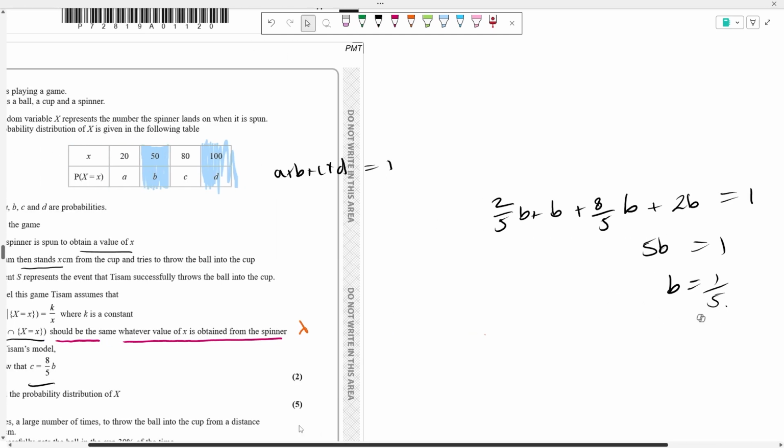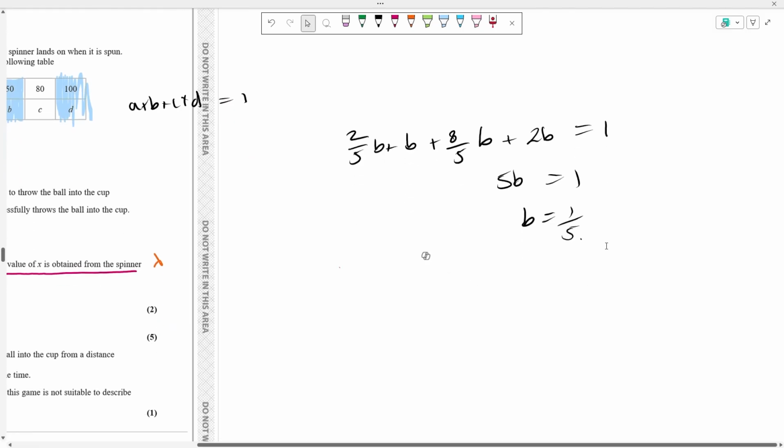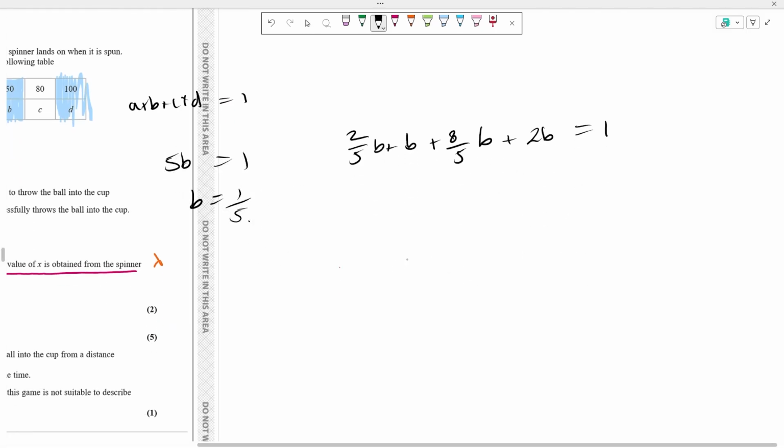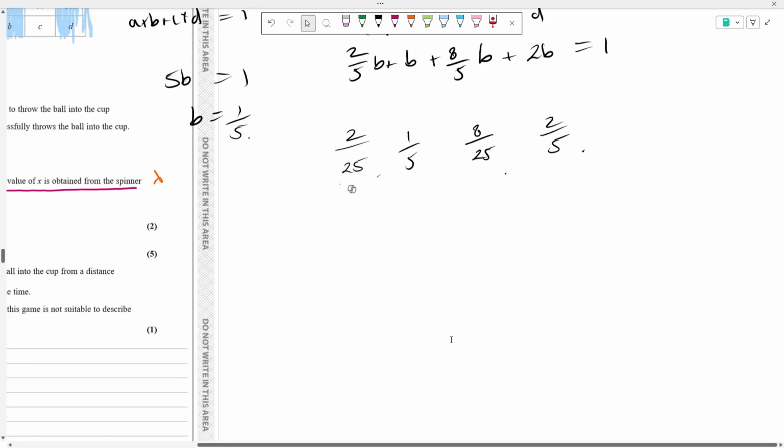Now, obviously, we need to make a probability distribution, so we should work out each individual one of these. If B is a fifth, and this is A, this is B, this is C, and this is D, correspondingly, this one's going to be 2/5 of B, which is 2 over 25. Hmm, 8/5 of B is just 8 over 25, because you're multiplying 8 over 5 by 1/5. This one's just going to be 1/5, and this one's going to be 2 over 25. Well, that's our probability distribution more or less done.